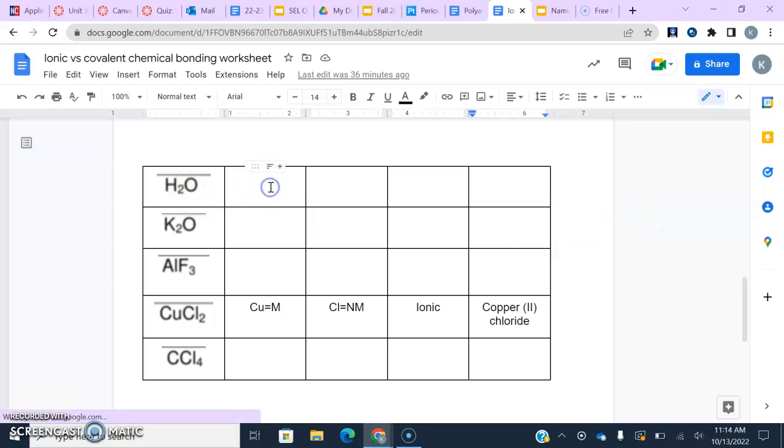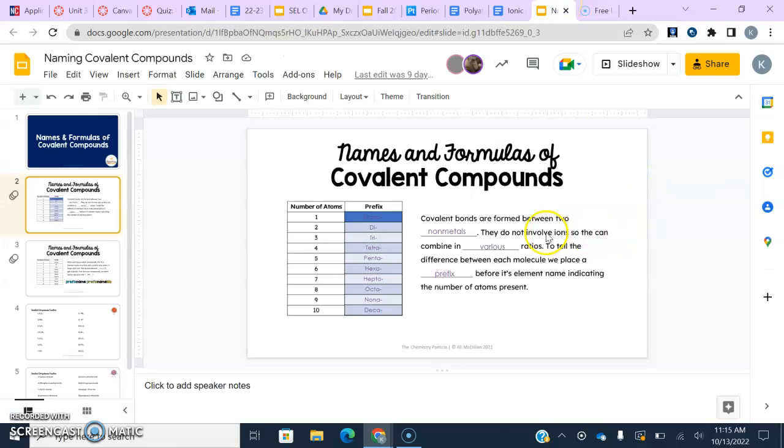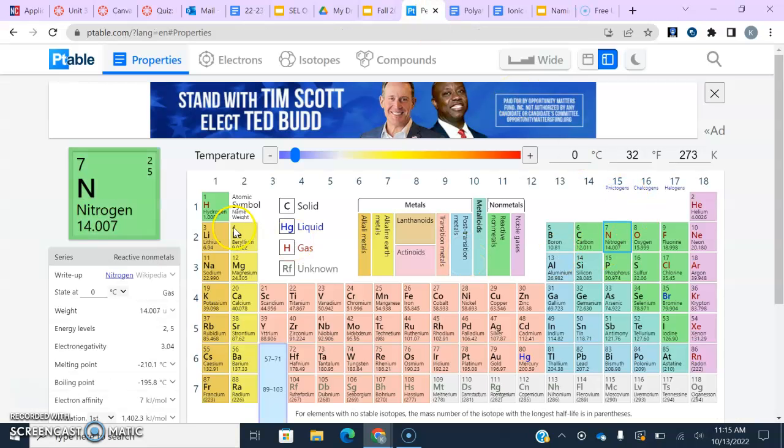All right, guys, let's finish this up. So this is the last half. So our first element here is H. Our second is O. Now, let's identify whether they are metals or nonmetals. Oops, I need the table.